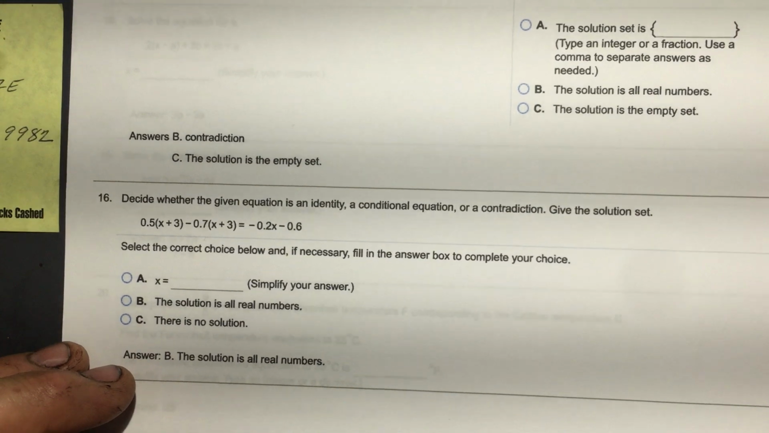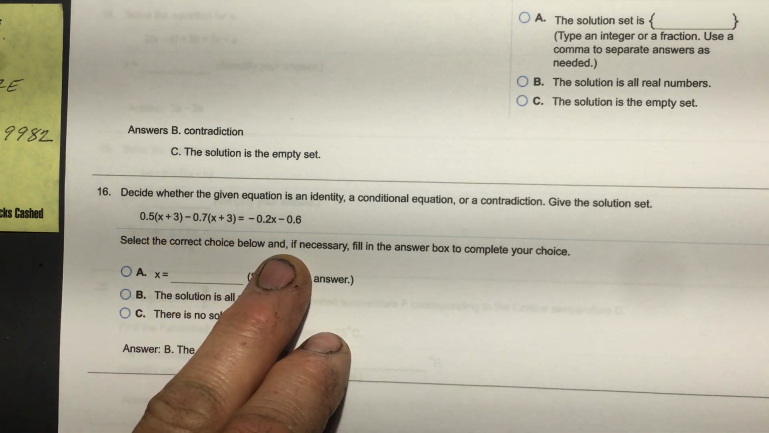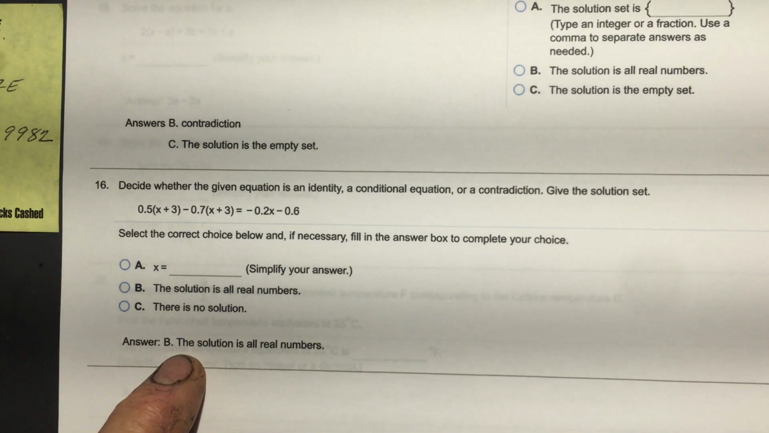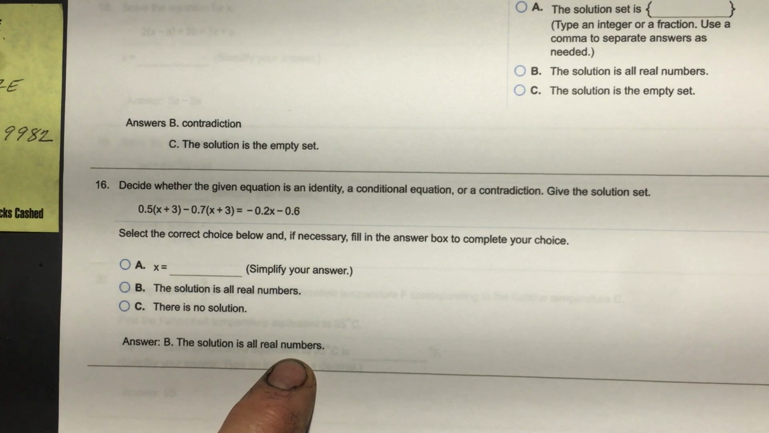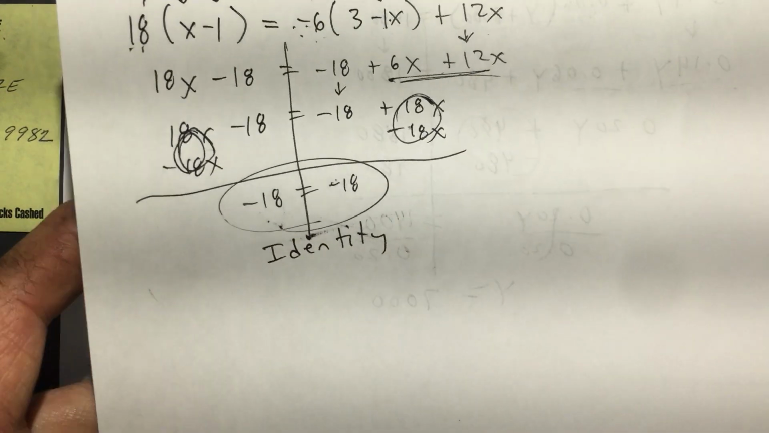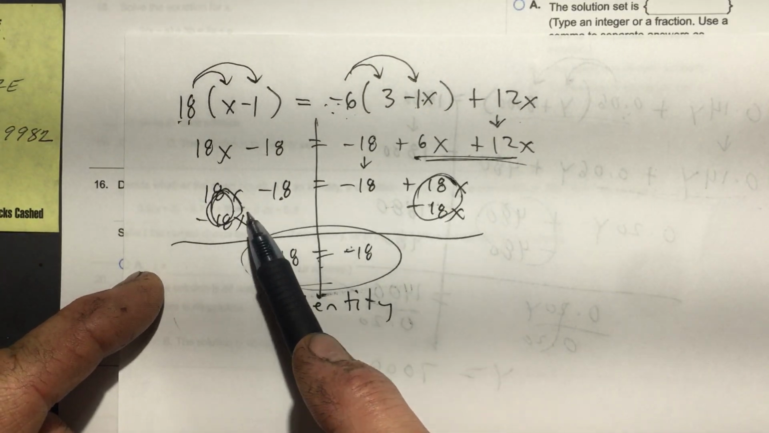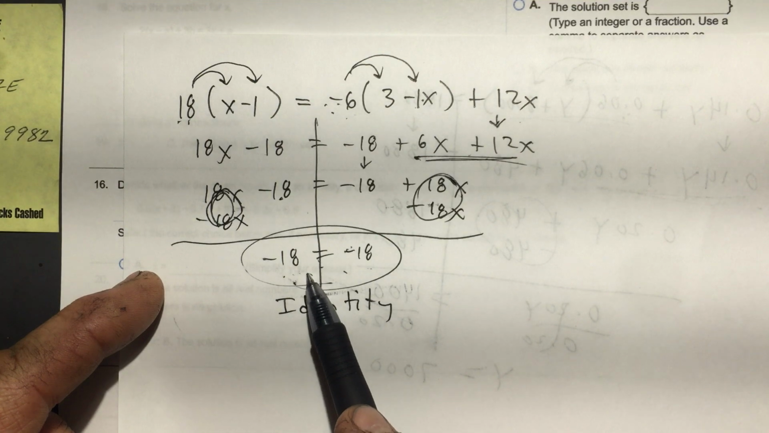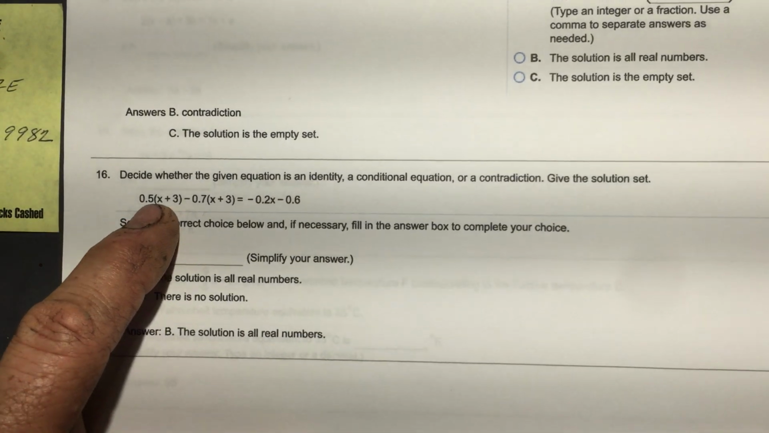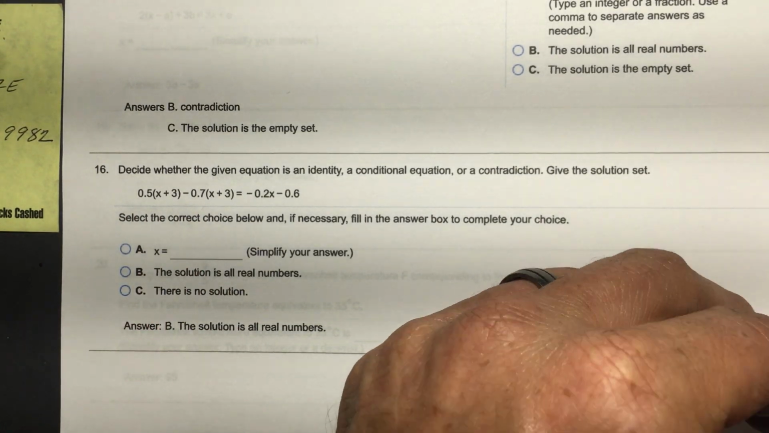What about 16 down here? Okay, let you try this one. We've done one similar to this. Solve this out. All right, this is an identity. All real numbers. This is going to be an identity like we did a while ago. Here's the identity we did just a few minutes ago. We end up, the x's zero out, and what's left is equal. So that would be an identity. That's what this one is. So you can pause the video and try it yourself, and it should come out to be the same thing on both sides.